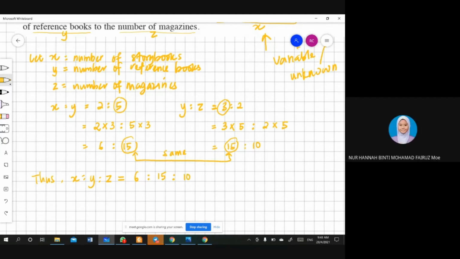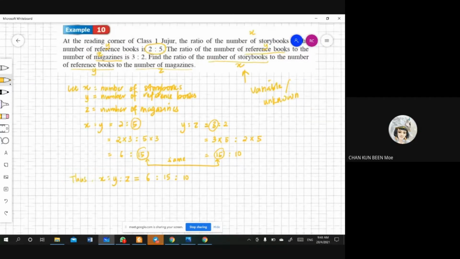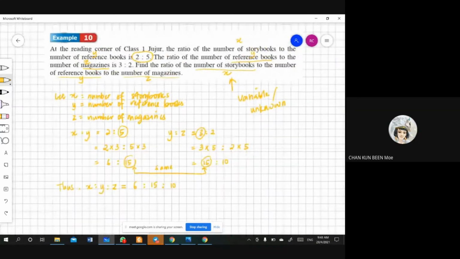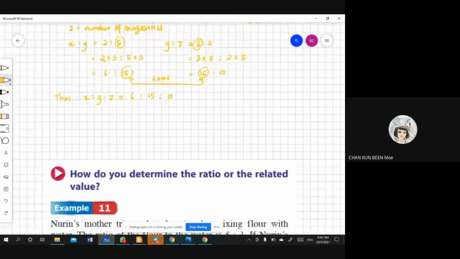Very good. So that's all. We have done the second example for this question. Are you okay, class? Yes. Very good. Then we move on to the next one.